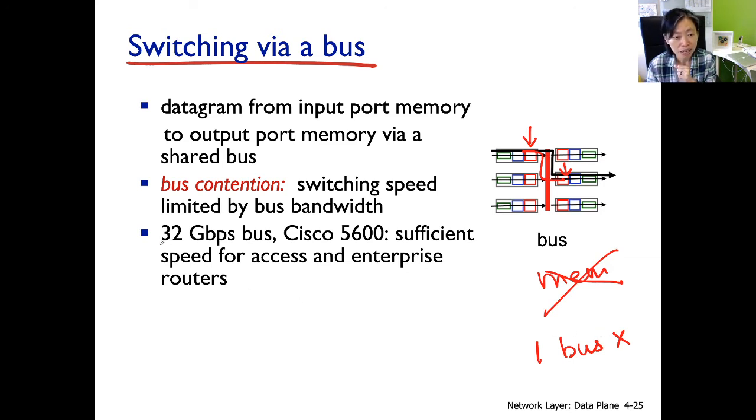And this is actually in the Cisco 5600 series. Having a 32 gigabits per second bus guarantees also a 32 gigabits per second switching rate. Now the only limitation is just the bus. There could be bus contention depending on how many input ports you have and how busy they are.